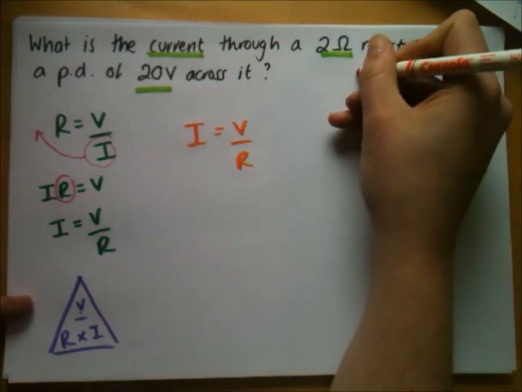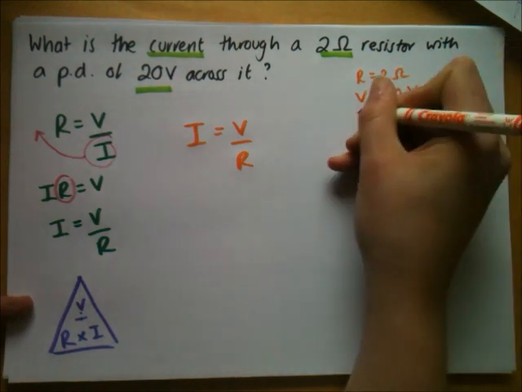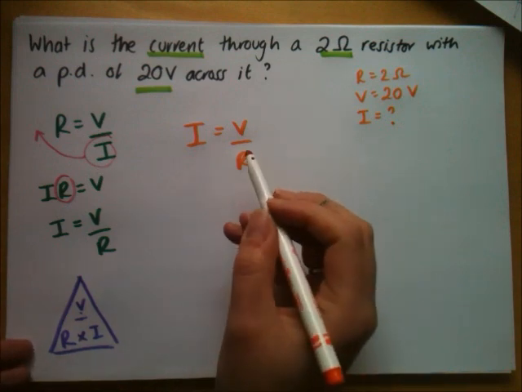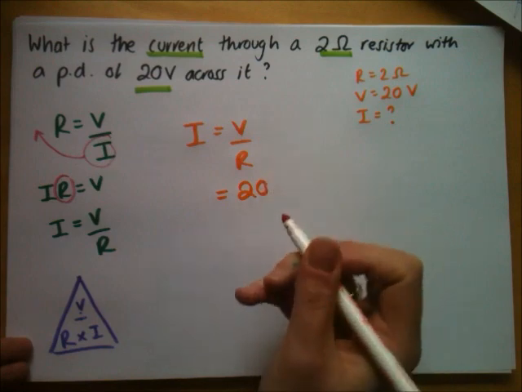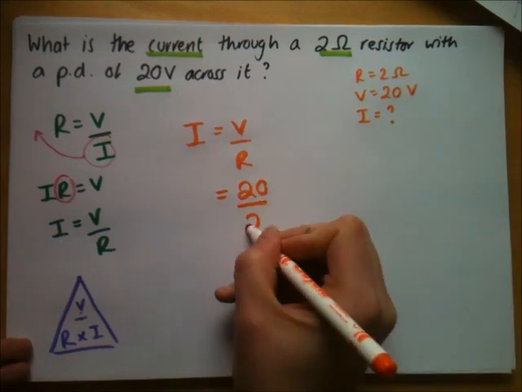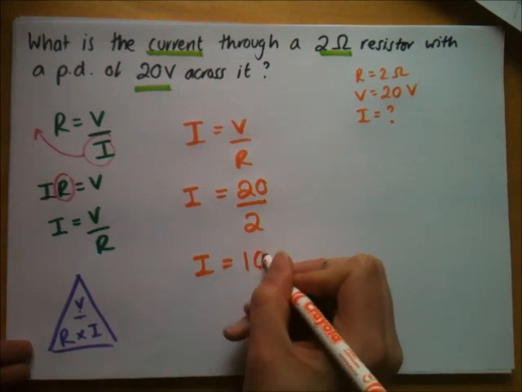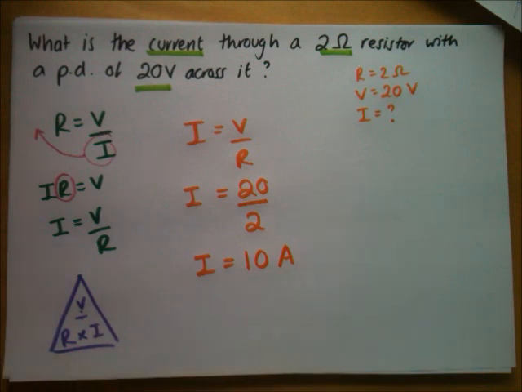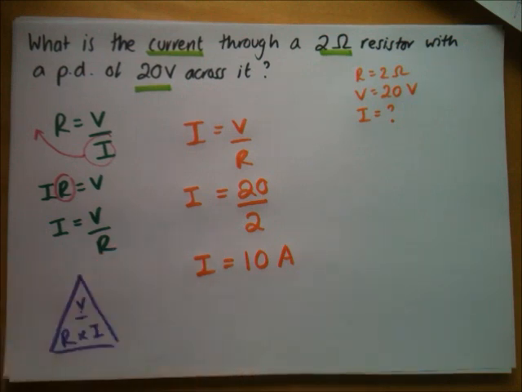I've not written my things up here, so R equals 2 ohms, V equals 20 volts, I equals, we don't know. So if I equals V over R, we need to plug those numbers in. V is 20, R is 2. So I is equal to 20 divided by 2, which is equal to 10, and I need to make sure that I've got those units in there, which is amps. So remembering that each time we do the equation, we need to make sure we use the right unit for what we're looking for. So amps for current, ohms for resistance, volts for voltage.